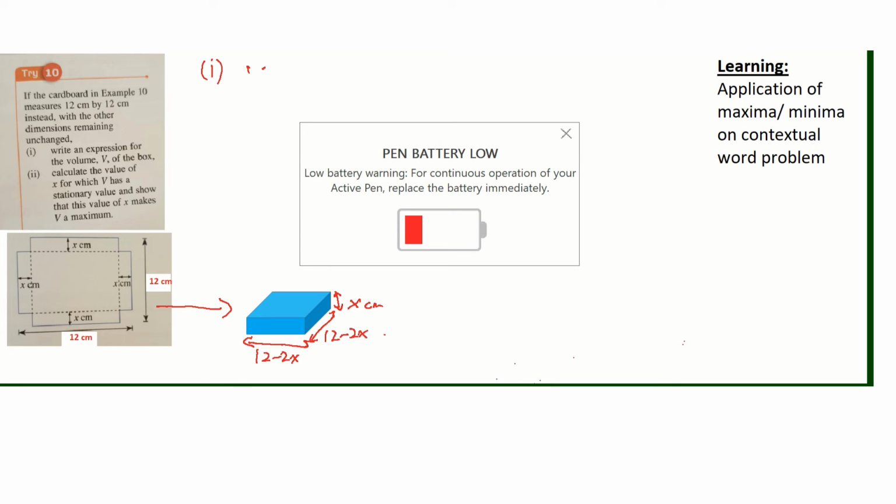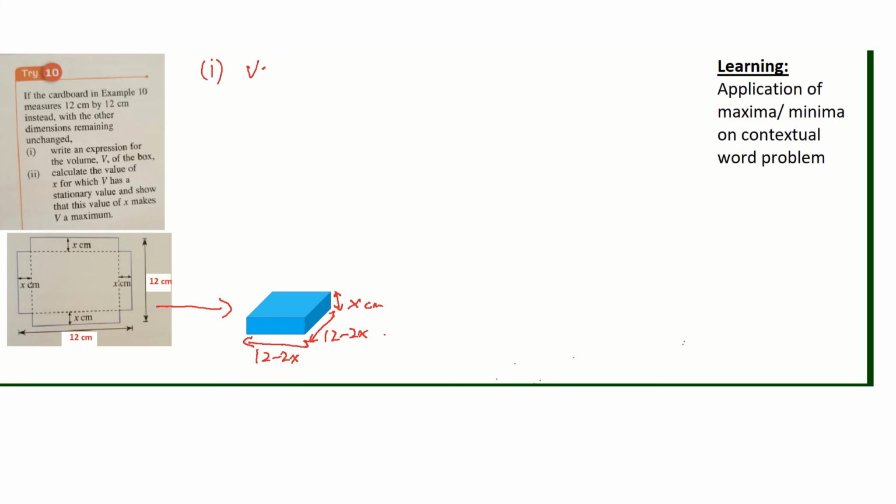So to answer part one, write an expression for the volume. V is simply just, oops, sorry for that. My pen is running on low battery. That means to say I need to speed up a bit here. This is 12 minus 2x times 12 minus 2x times x. Okay, this is essentially 12 minus 2x whole thing squared.